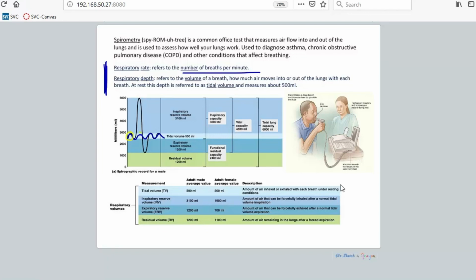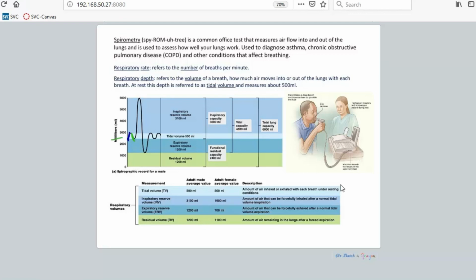So there's a breath, there's a breath, there's a breath. Okay, so respiratory rate refers to the number of breaths per minute. Respiratory depth refers to the volume of the breath, how much air moves into and out of the lungs with each breath. So while you're measuring rate by the number of breaths here, you're measuring respiratory depth by the amount of air that's moving into the lungs and out of the lungs.